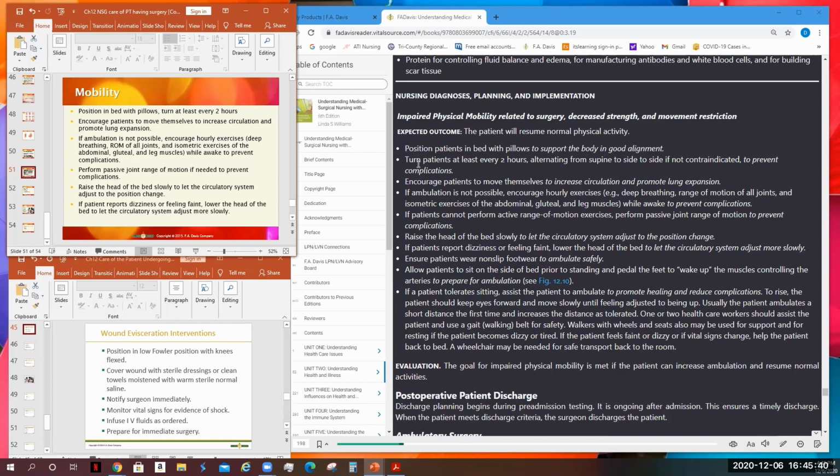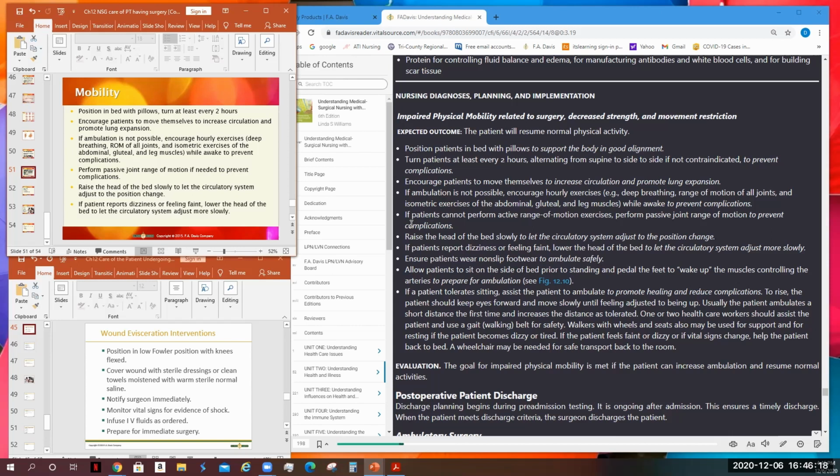Encourage patients to move themselves to increase circulation and promote lung expansion. If ambulation is not possible, encourage hourly exercises, for example, deep breathing, range of motion of all joints, and isometric exercises of the abdominal, gluteal, and leg muscles while awake to prevent complications. If patients cannot perform active range of motion exercises, perform passive range of motion to prevent complications.